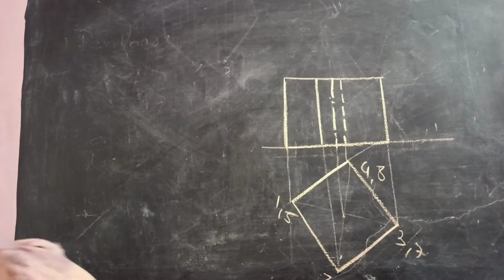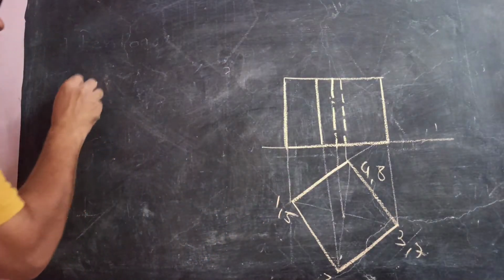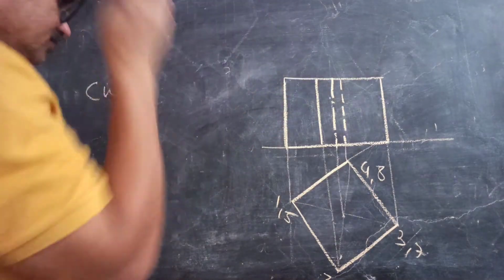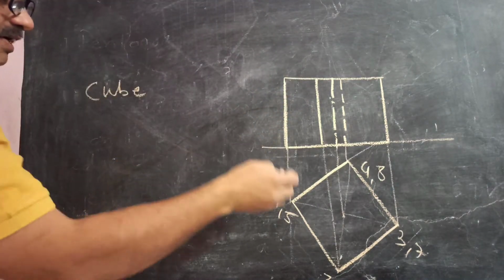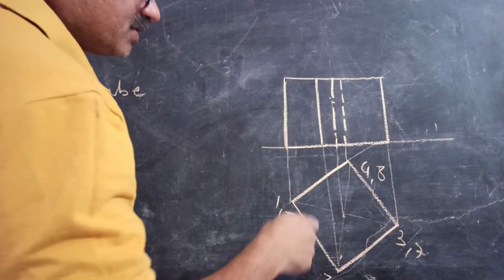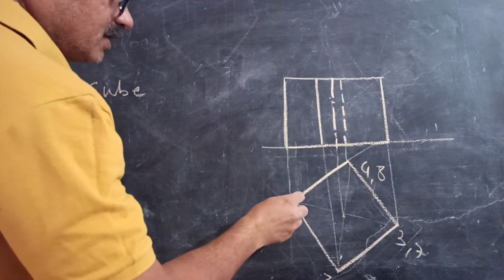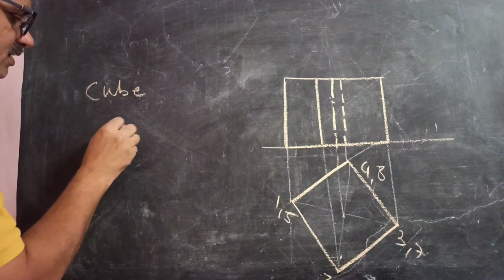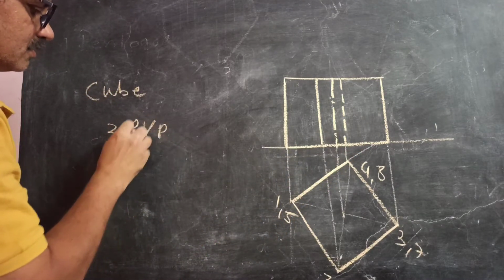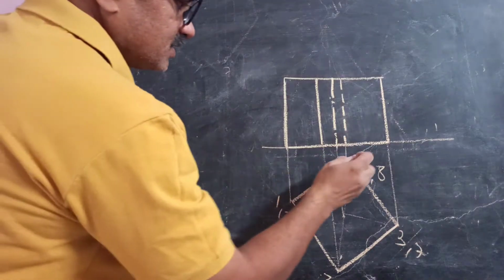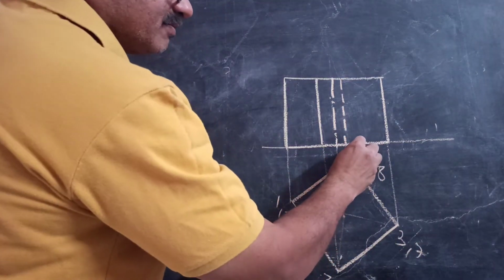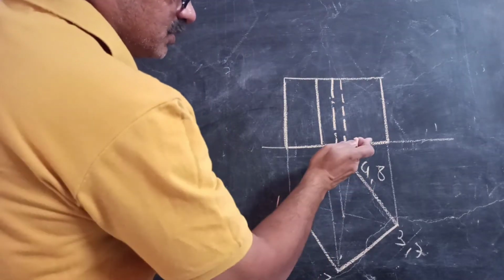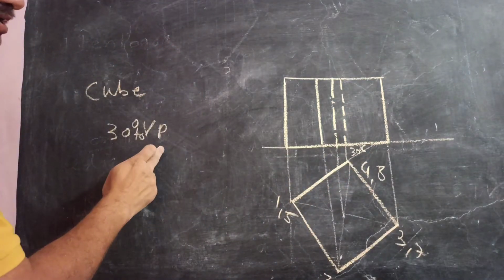Now we see the problem on cube. A cube having the length of edge given, whatever it may be, resting on one of its faces on HP with an edge of, or with a vertical face inclined 30 degrees to VP. So one face is inclined, so this angle is given as 30. So this should be 30 degrees inclined because it is 30 degrees inclined to VP.